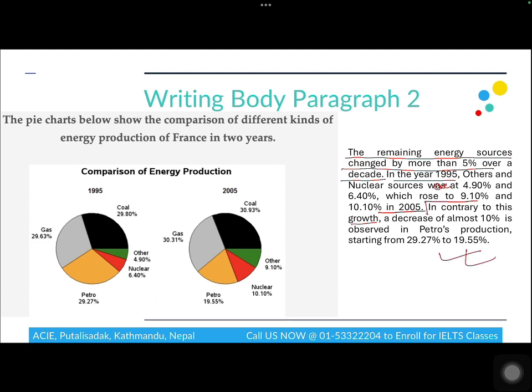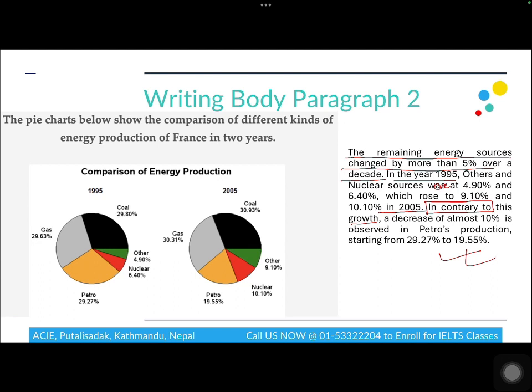Now, please make a note of the marker that I'm using here to show a difference in trend, and this also shows that you are comparing between the major key components of the question. All right. Now, this was all about doing the essay for a pie chart kind of question.